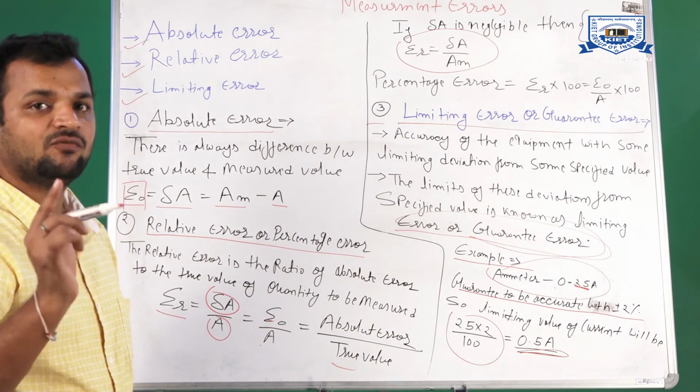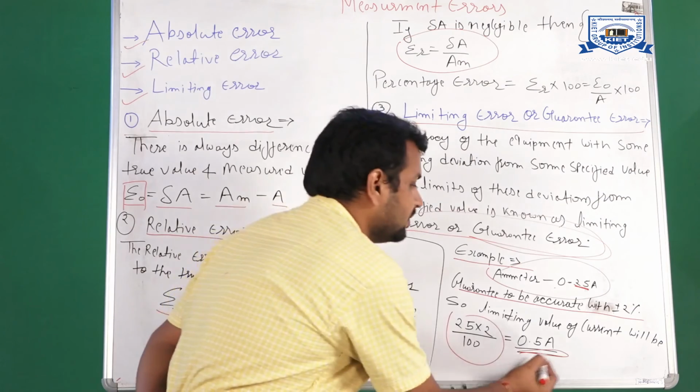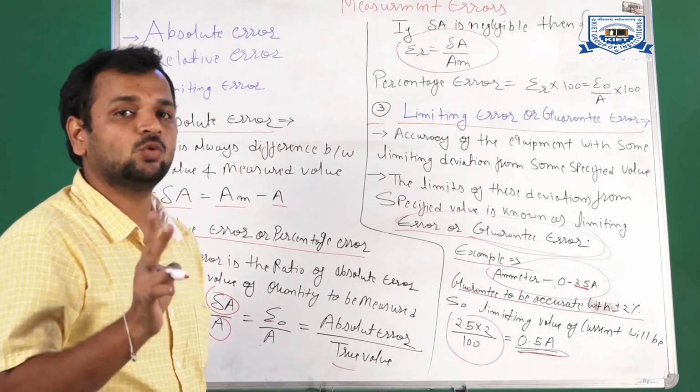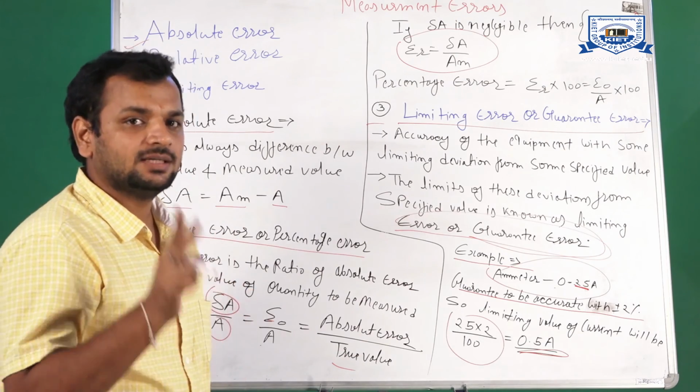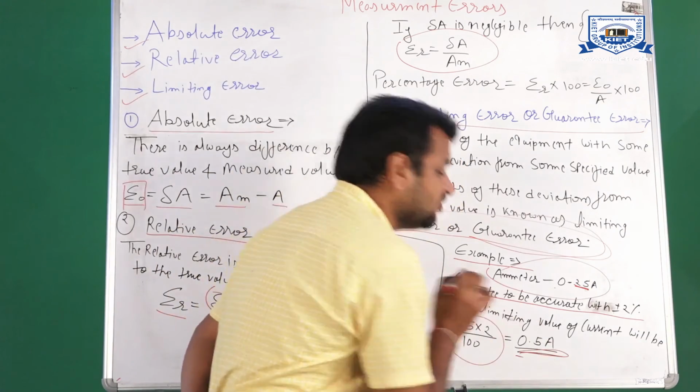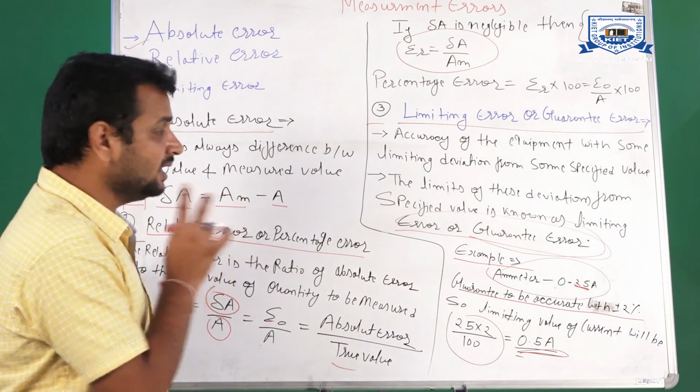That means the full scale reading can be within the range of plus minus 2%, and that plus minus 2% in numerical units is equal to 0.5 ampere. So that is known as the limiting error.